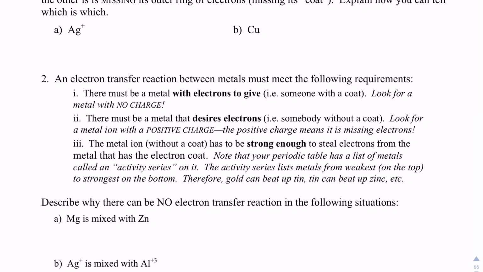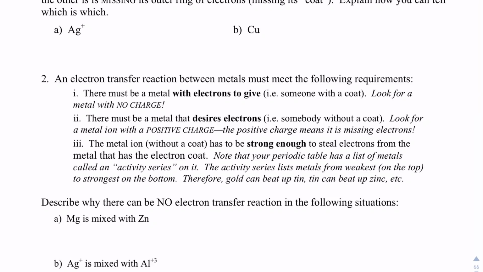Electron transfer reactions take place when one atom is missing an electron or two, and another one has electrons to give away from its coat. The first thing that you'll need to do in order to recognize electron transfer reactions is determine when elements or ions have coats or don't have coats.